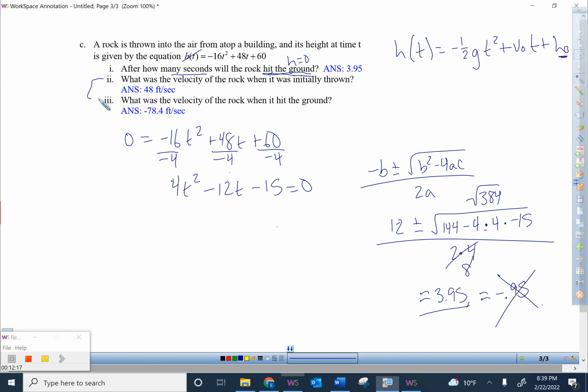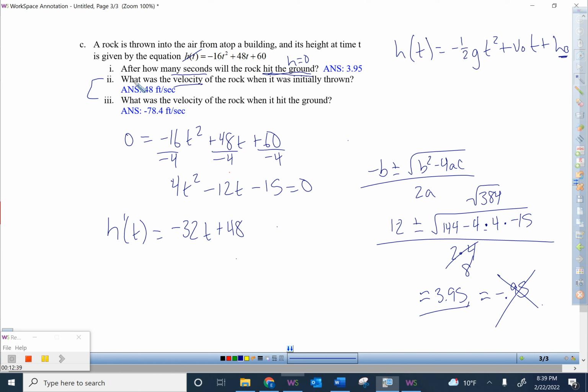The second parts are a lot faster because when I ask you about velocity, I mean the derivative. So once I take the derivative of this, it actually is no longer quadratic. Let's see it work. So h of t, looking for the derivative here, using our power rule, we've got negative 32t, and then plus 48, there it is.